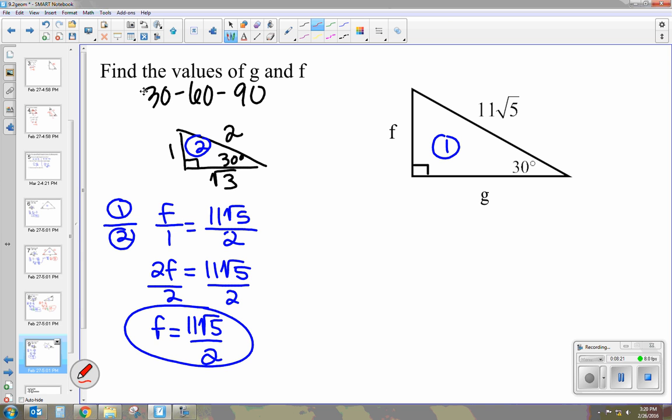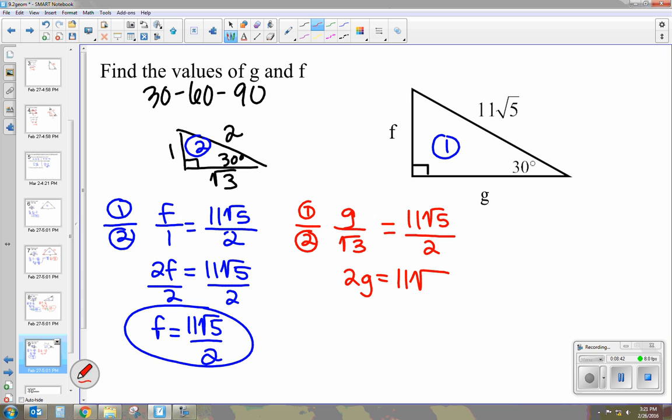Next one we're going to solve for is g. So that's going to be g over the square root of 3 equals 11 square roots of 5 over 2. Cross multiply and solve. 2g equals 11 square roots of 15. Divide by 2. g will equal 11 square roots of 15 over 2.